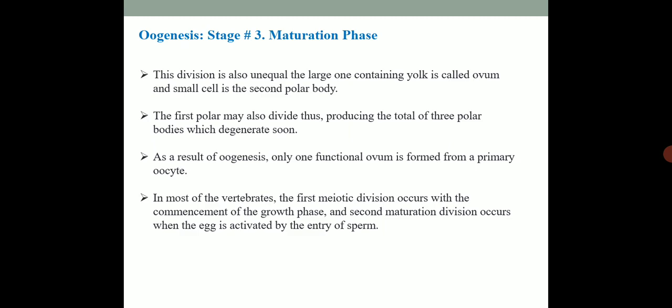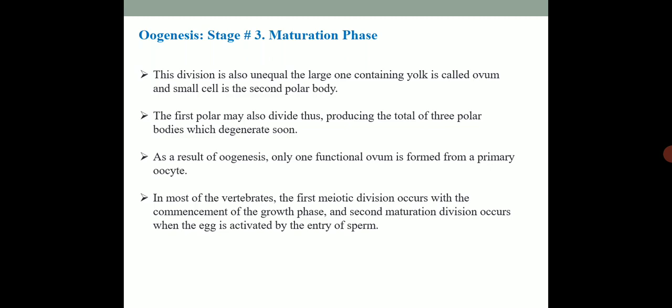When this division happens, it is unequal, and the large one containing yolk is the ovum, and the small cell is the second polar body. First polar body and second polar body. The first polar body may also divide, thus producing a total of three polar bodies, which degenerate or get destroyed soon. As a result of oogenesis, only one functional ovum is formed from the primary oocyte.